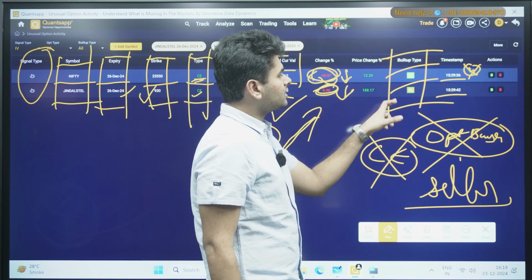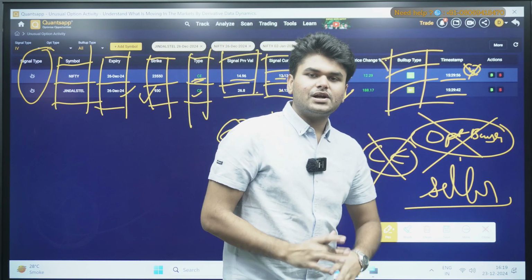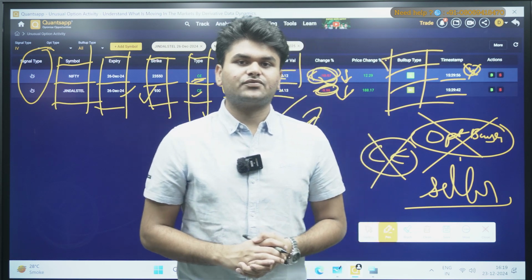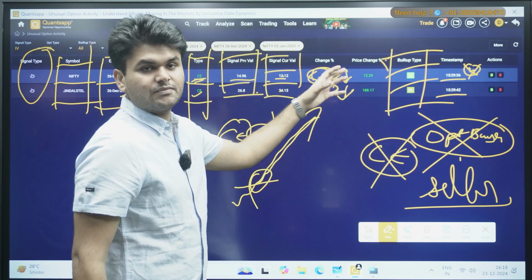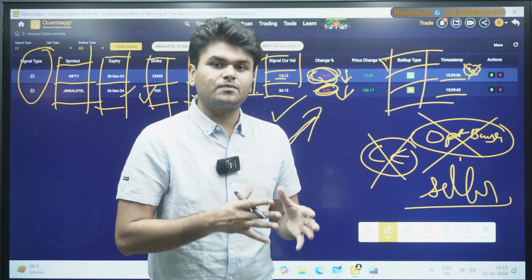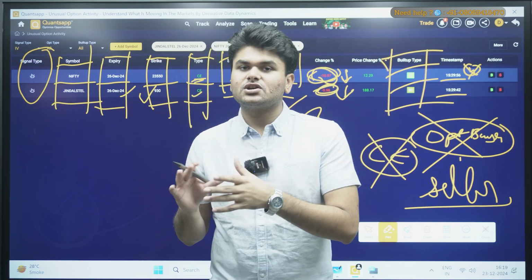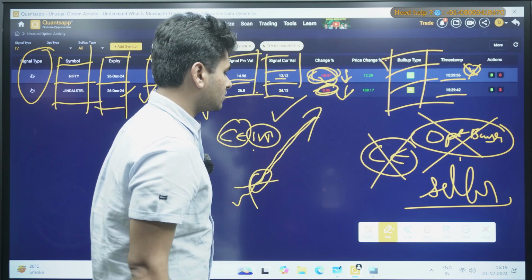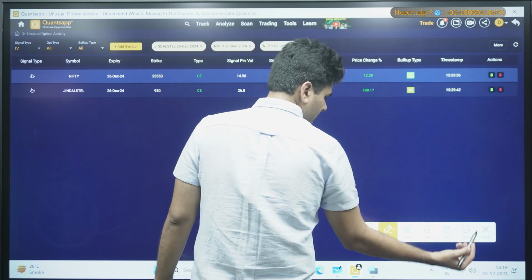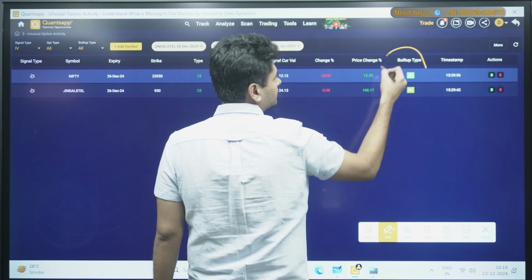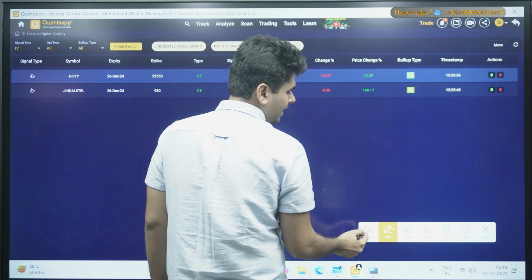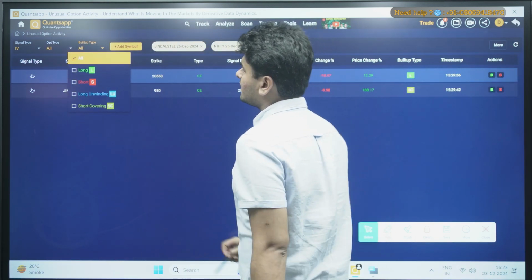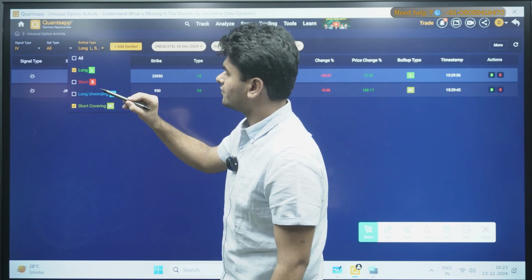Now the next point is the build up, as I was saying. The build up is also very important. Build up gives you an idea of what is happening in the specific option. Is the option being bought? Is the option being sold? Is the option seller squaring off, or is the option buyer squaring off? That is also giving you another insight. So the build up, mainly if you are an option buyer, you can go here in the build up type and simply select long and short covering.